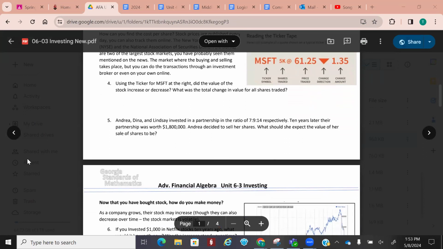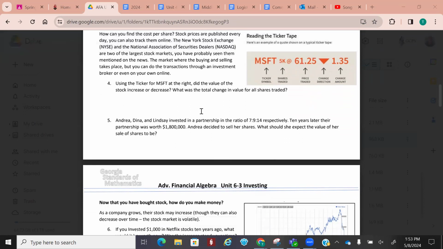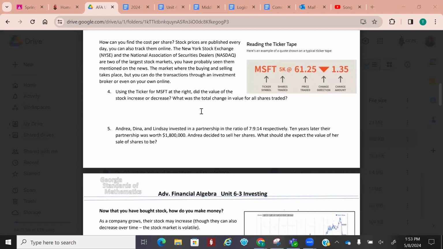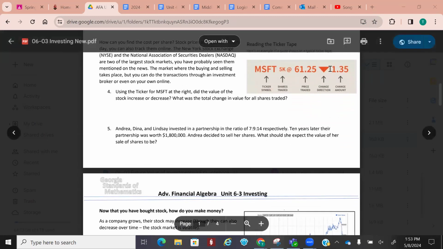So using the ticker MSFT at the right, did the value of the stock increase or decrease? Well, it went down by 1.3%. So the way you read this is you look at the arrow here, this little down symbol, and then whatever the amount is. So 1.3 down.